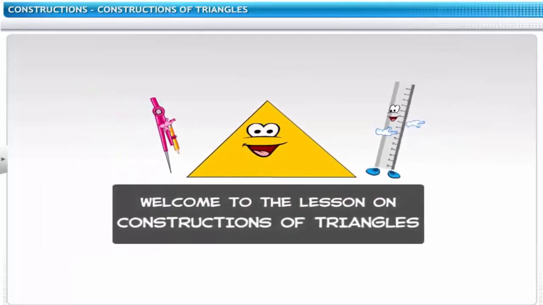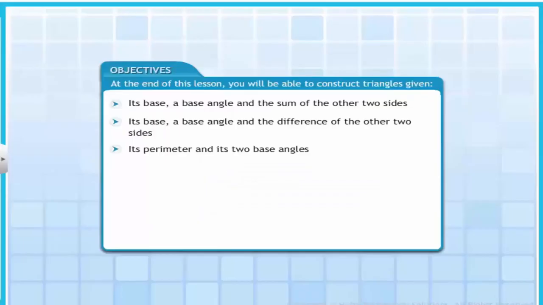Welcome to the lesson on constructions of triangles. At the end of this lesson, you will be able to construct triangles given its base, a base angle, and the sum of the other two sides; its base, a base angle, and the difference of the other two sides; its perimeter and its two base angles.